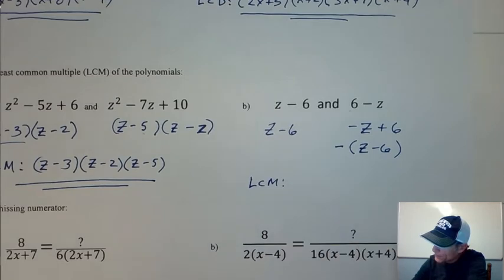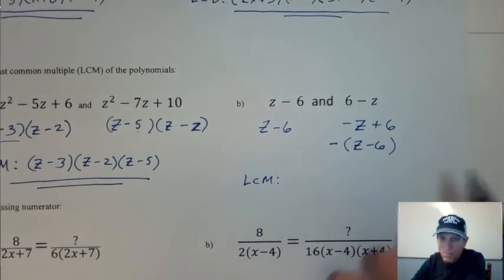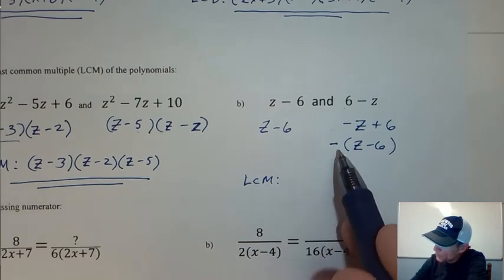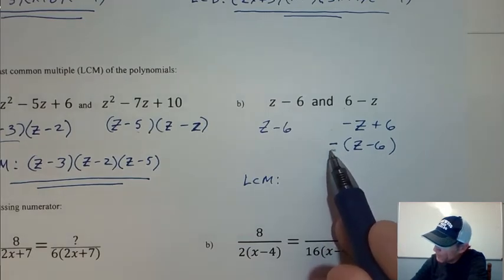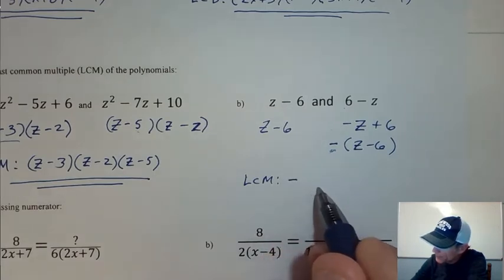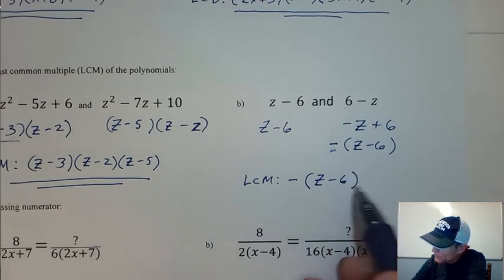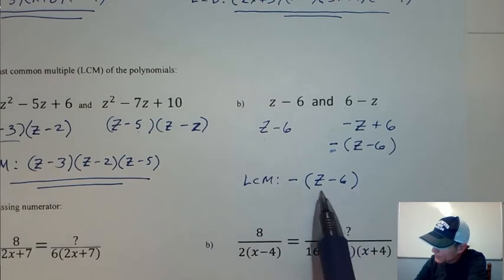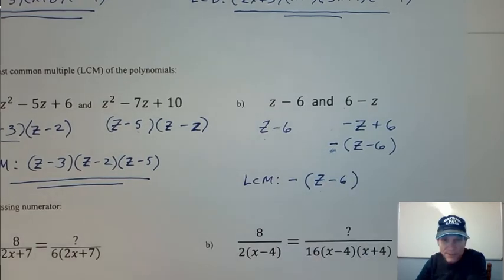If I have an LCM, I have to have all monomials and all binomials represented. And if there were trinomials, etc., I'd have to have those represented. So this is a piece of the LCM. It's a -1, so it's negative, and then we have to have the binomial z minus 6 represented. So we have the binomial z minus 6 represented, and we have the negative sign represented.